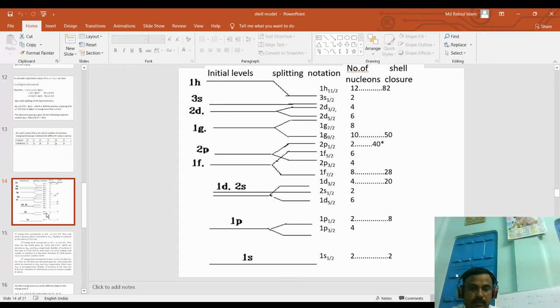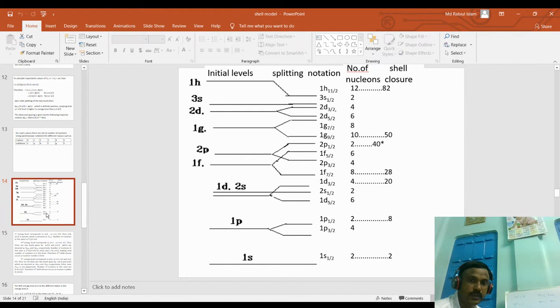Say, for example, we are taking alpha equal to 0. Then what values did we have? We had, for alpha equal to 0, n equal to 1 and L equal to 0. So for n equal to 1 we write 1, and for L equal to 0 we write S. So 1S is the state. What will be the J value? J will be L plus half and L minus half, that means 0 plus half and 0 minus half. Since a negative value of J is not acceptable, we take only one value, J equal to plus half. So the state is denoted as 1S half. And how many nucleons will be there? The number of nucleons will be 2J plus 1, so J equal to half.